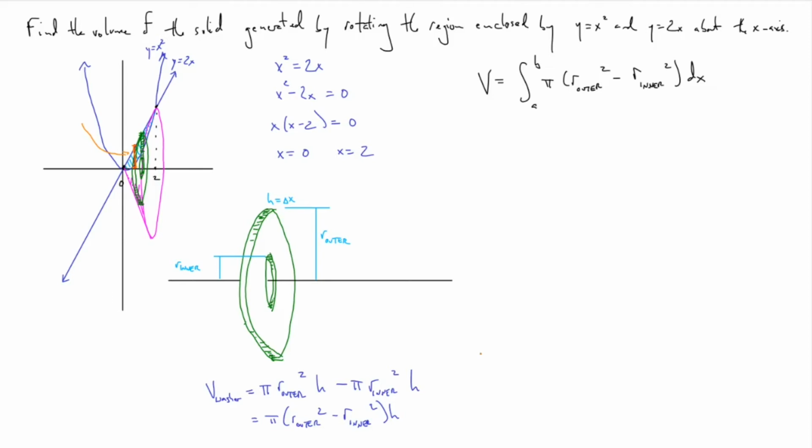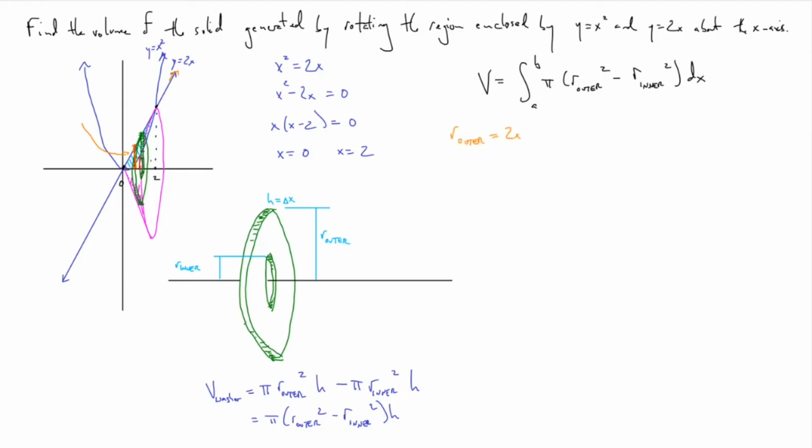And how did we decide where to stop? We stopped when we hit this curve y equals 2x. And so for any given value of x, the y value there is 2x. And so the outer radius is 2x.